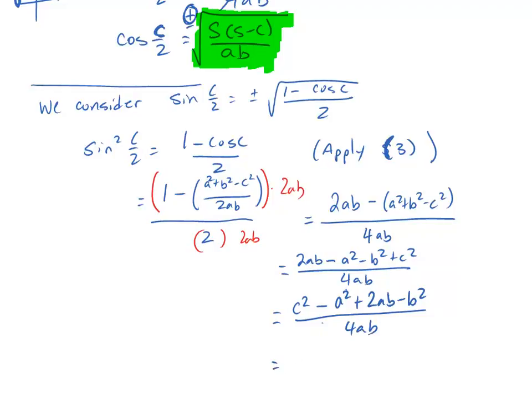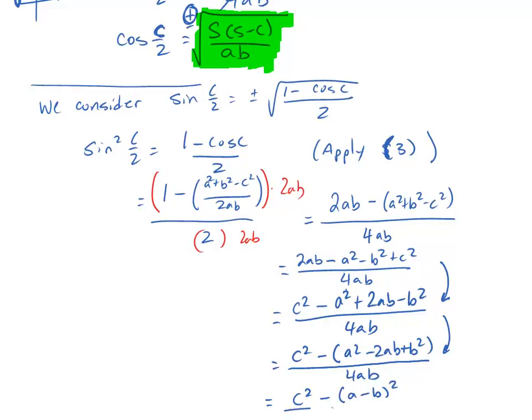Or if we factor out the minus, that becomes c squared minus a squared minus 2ab plus b squared over 4ab. So all I did here was rearrange. All I did here was pull out a minus sign. And now if I factor that second term in the numerator, I get a minus b quantity squared over 4ab.